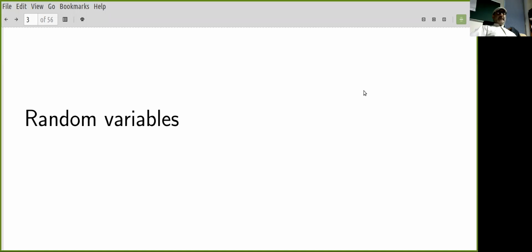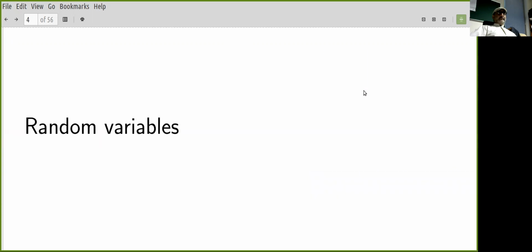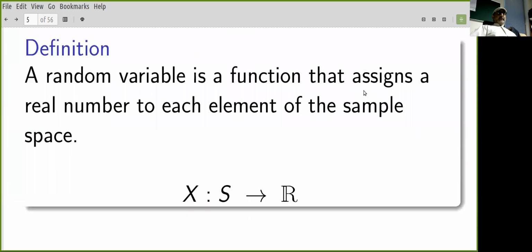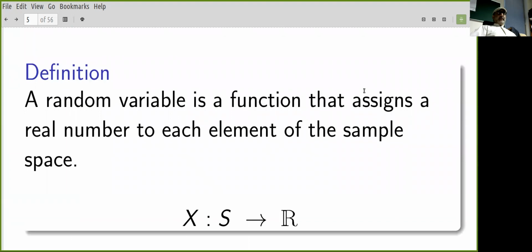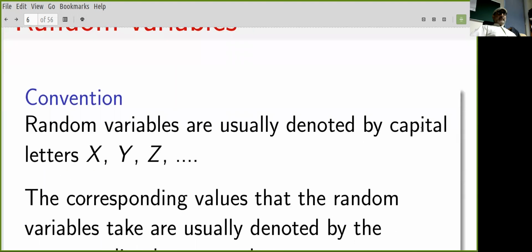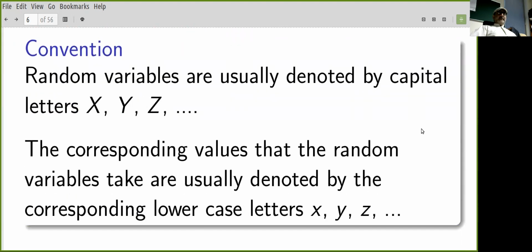In this session, we're going to take a look at random variables. A random variable is a function that assigns a real number to each element of the sample space. So a random variable X will map the sample space to the real numbers. Random variables are usually denoted by capital letters like X, Y, and Z, and the values that they take are written as corresponding lowercase letters, small x, small y, small z.